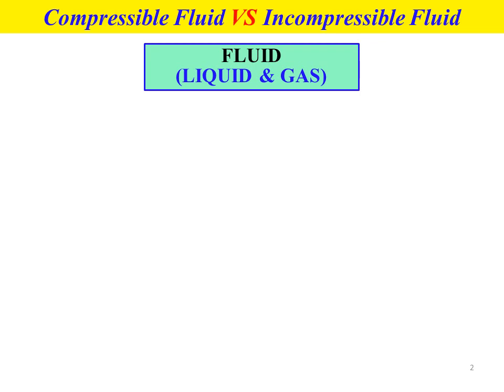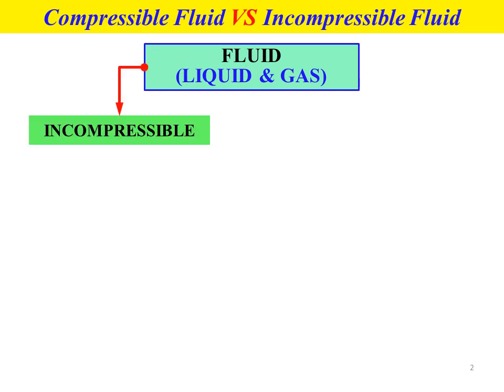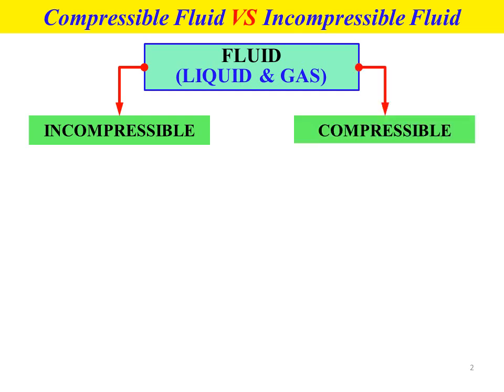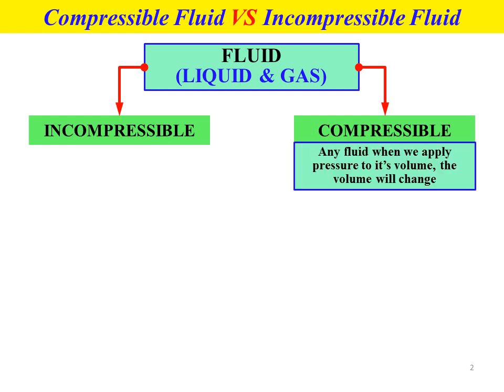Under fluid categories, there are two types of fluid, which we refer to as liquid and gas. There are two types: first, incompressible fluid, and the second one is compressible fluid. A compressible fluid, in simple terms, is any fluid whose volume changes when we apply pressure to it. For example, we have a piston cylinder device with a certain substance with volume equal to V1.